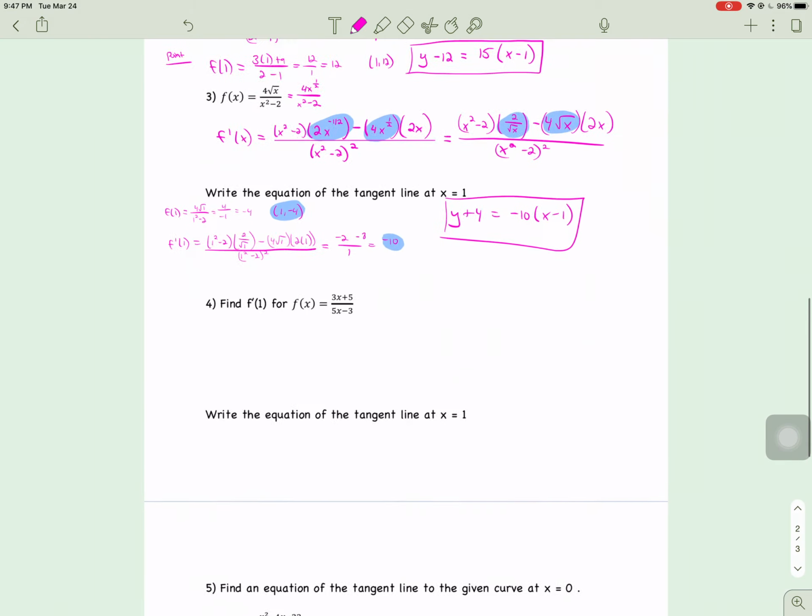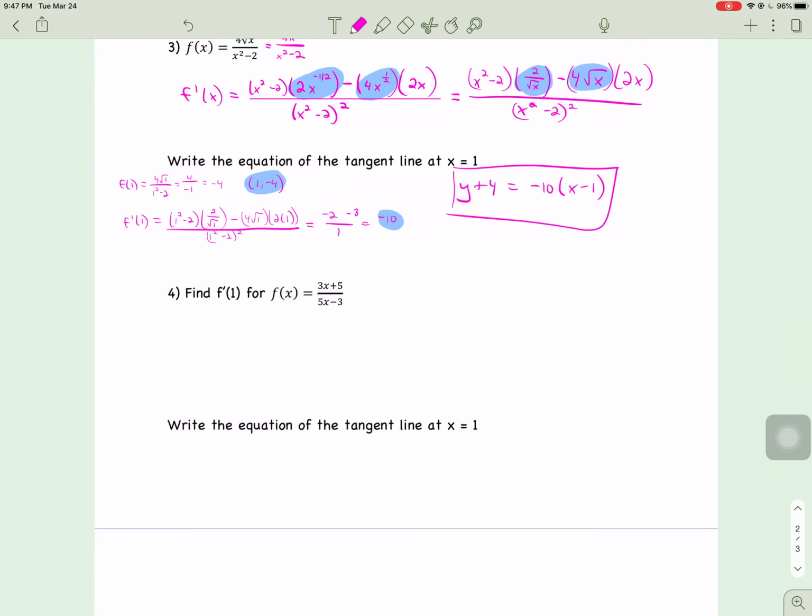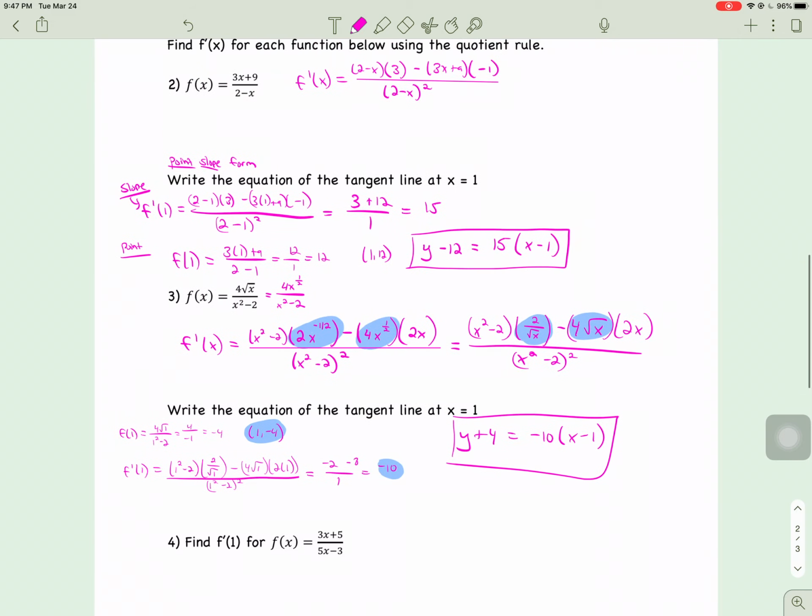Okay, I'll leave 4 for you guys. If you feel like you've got it and you don't want to do 4, you don't have to. It's okay. I mean, those two are enough work, I think.